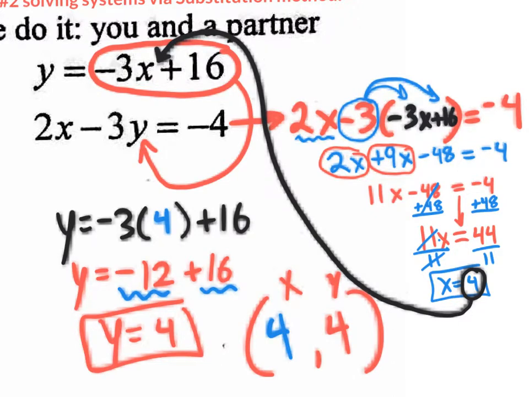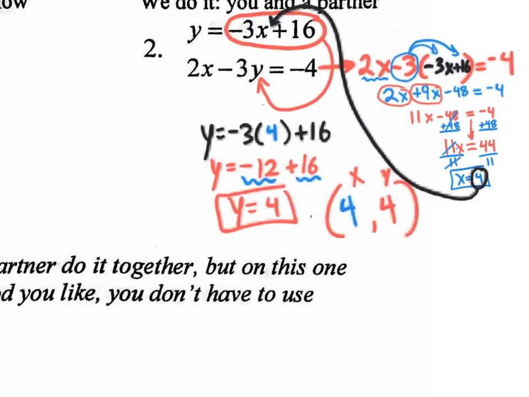Now we've had a couple of systems where the other answer was 3, 3, this one's 4, 4. That's just coincidence. It's not like it's going to happen like that all the time.